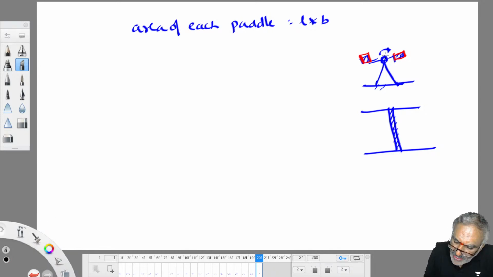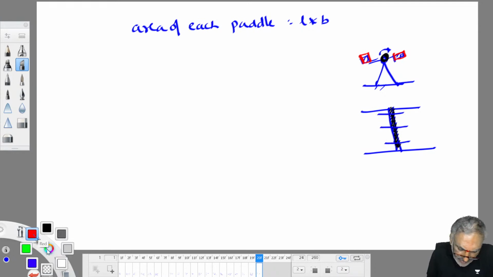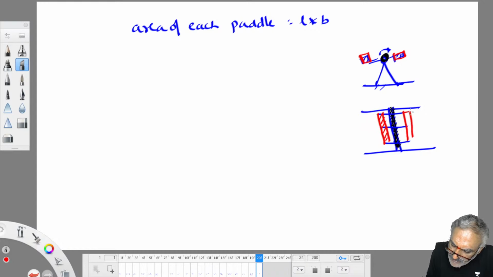I'll draw the shaft with the black color. This black color thing is shaft. So the blue color thing is rotating arm. To this arm paddles are connected. This is a paddle. So this is called width of the paddle and this is length of the paddle. So L into B. So that's how it rotates inside the tank. Okay? Paddles will be rotating inside the tank.